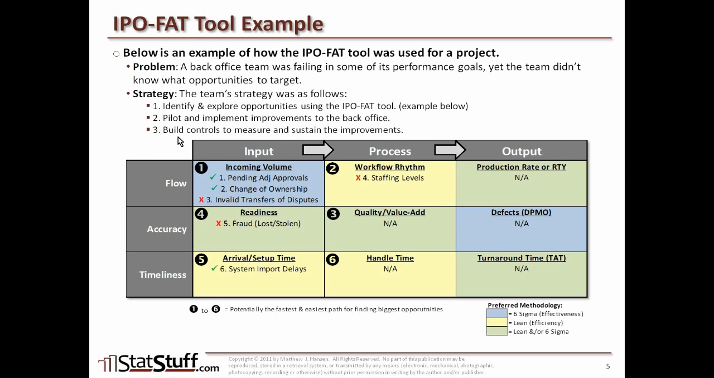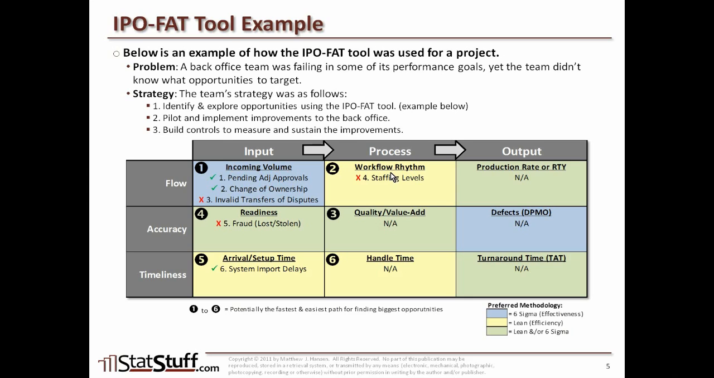So an example of what it might look like for the IPO-FAT tool in this particular situation might look like this. By talking with the team, they might identify, well, from the incoming volume perspective, here are these different types of transactions where we might find an opportunity. We might have talked through, hey, there are 3 different ones they identified: pending adjustment approvals, or some change of ownership for the customer transactions, or invalid transfers of disputes. These are just different examples of things they might have come up with.